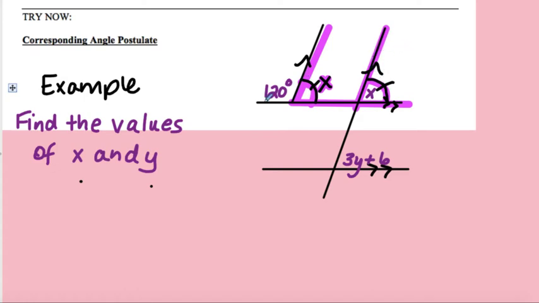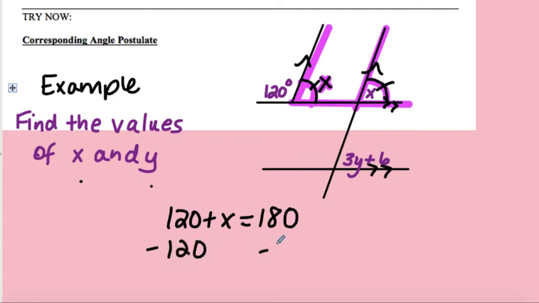All right, so that tells me that 120 and X are a linear pair. So 120 plus X has to equal 180. I subtract 120 and X has to be 60.